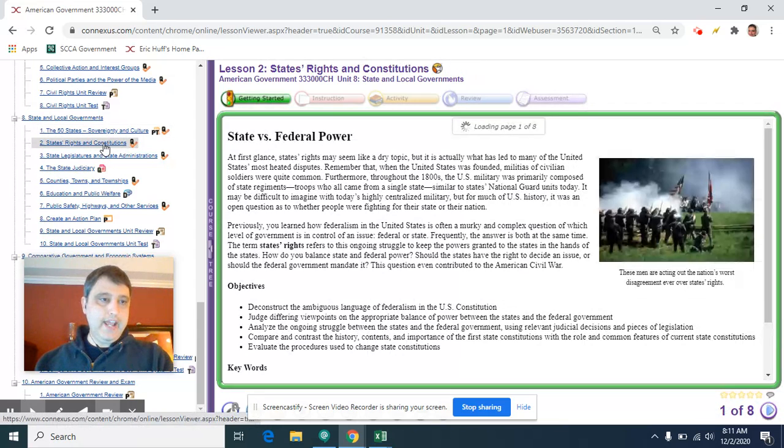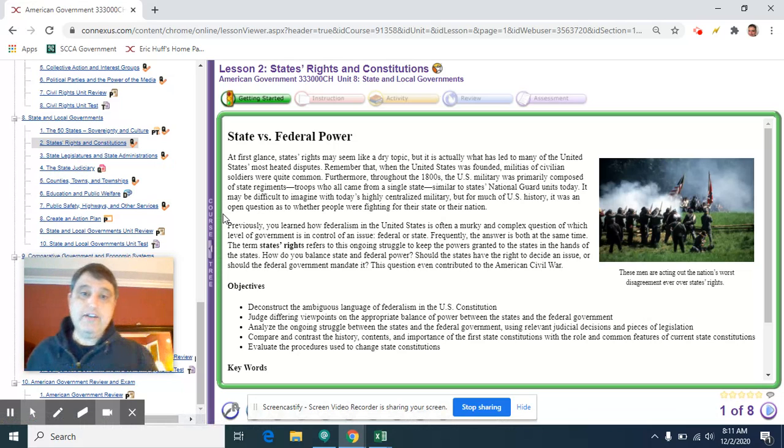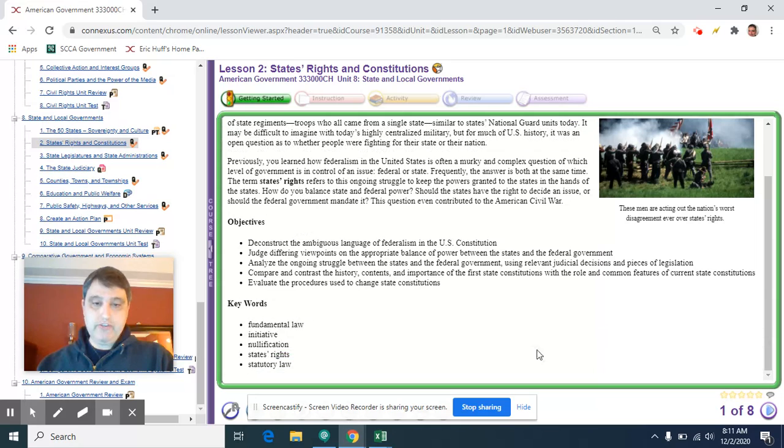All right, so moving on to 8.2, state versus federal power. At first glance, states' rights may seem like a dry topic, but it's actually what has led to many of the U.S.'s most heated disputes. So you're going to read a little bit about that and how this concept of states' rights has played a role in several important events in our history. How much power do the state governments have? How much power does the federal government have?